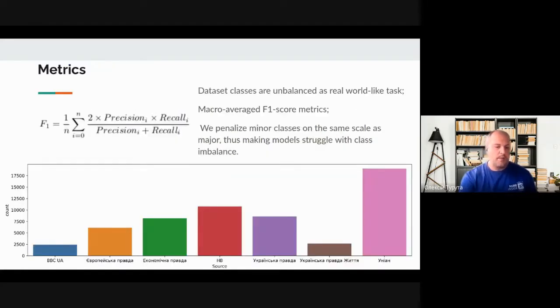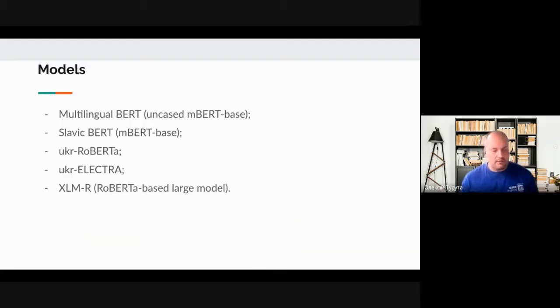For our benchmarking, we should use a metric. Our dataset classes are unbalanced. It's real practice in the world. So we need to use a metric which is resistant to unbalanced classes. We use the macro average F1 score. And we should choose models for our benchmarking.